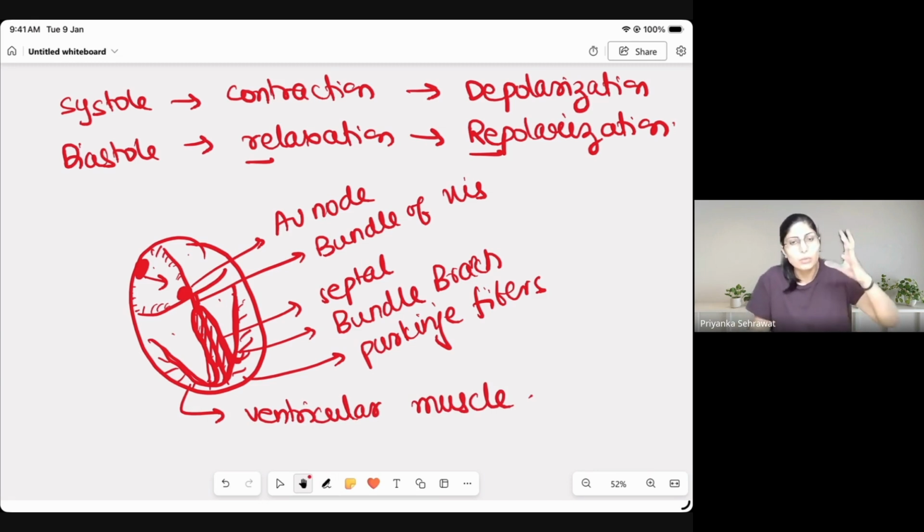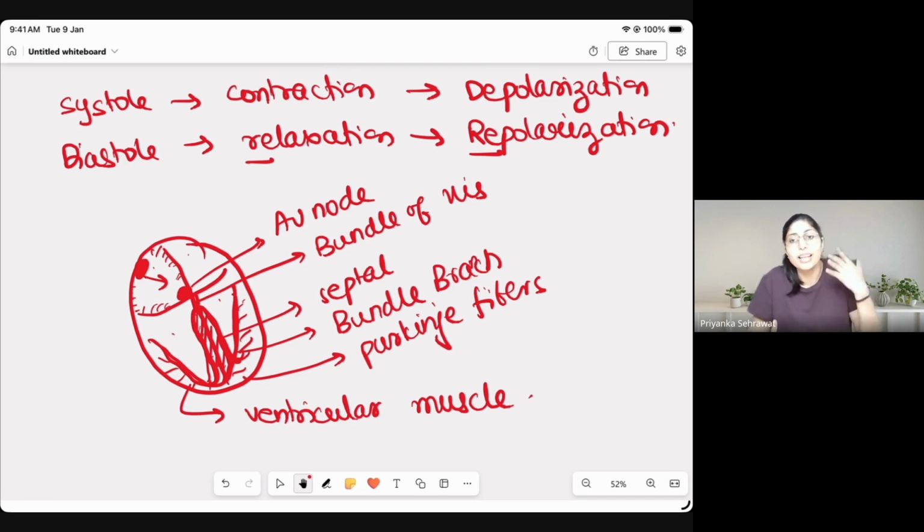So we know that first of all, the atria contract, then the atria relax and the ventricle contracts to push out the blood to the aorta. When the ventricle contracts, the atria relax, and then the ventricle relaxes. So the first thing that happens is atrial systole, atrial contraction.